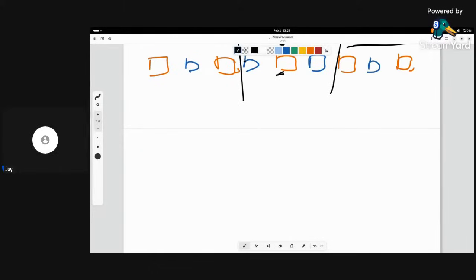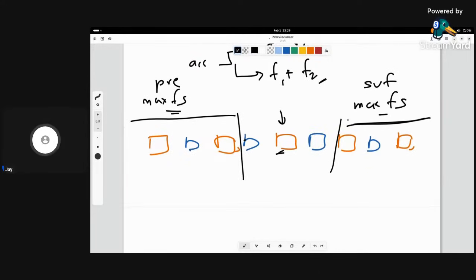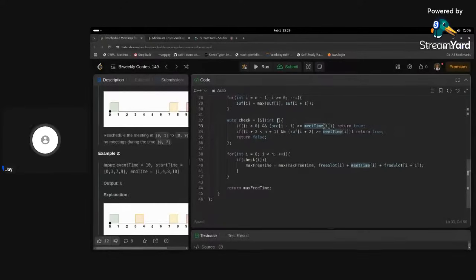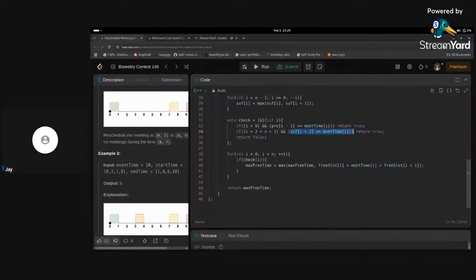Basically, the first condition refers to this: this is the meet you are considering, and there's some free slot over here that is big enough to accommodate it. Then you push your meeting over here. That would be prefix of I minus 1 is greater than or equal to meet time. And your second condition is that suffix of I plus 2 is greater than or equal to meet time, meaning there's some free slot ahead which is enough to accommodate this meeting.